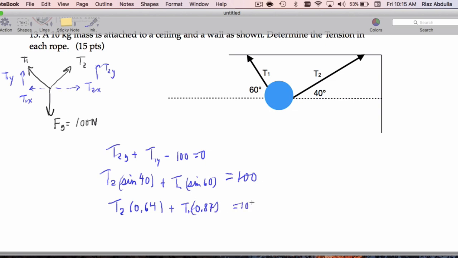equals 100. Now horizontally we're going to say that T1x minus T2x equals 0. And so that's going to give us that T1 times 0.5, because it's the cosine of 60, minus T2 times the cosine of 40, which is 0.77, equals 0.